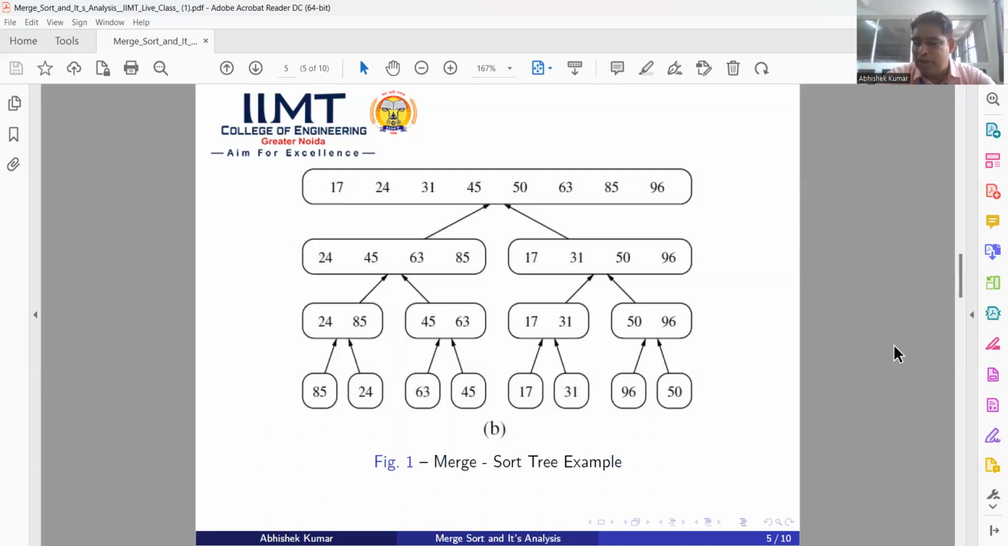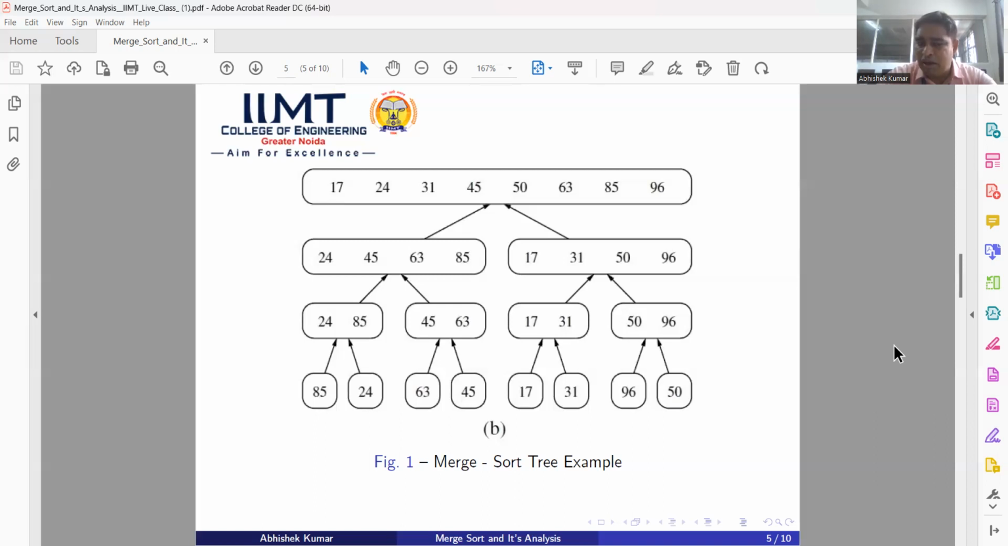So again, 24 will be compared with 31. Because 24 is smaller than 31, what will happen? 24 will go to the zeroth level of the tree, that means root level. And again, the I value will be increased. So now I will point to 45, and J will point to 31.